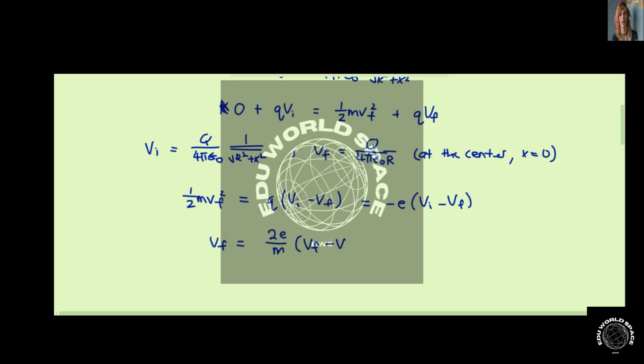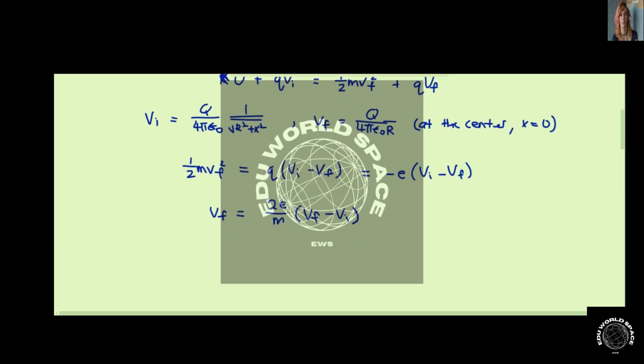So I'm going to substitute the Vf and Vi. You can see that Q over 4 pi epsilon naught are constants, they can be pulled out, and you are left with 1 over r minus 1 over the square root of r squared plus x squared, and then the whole thing square root.